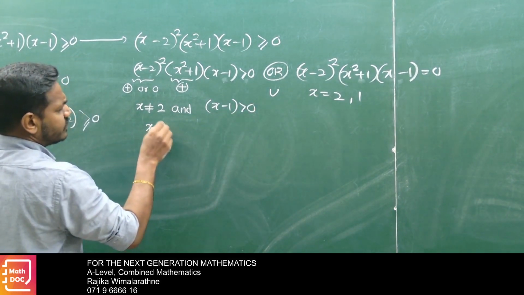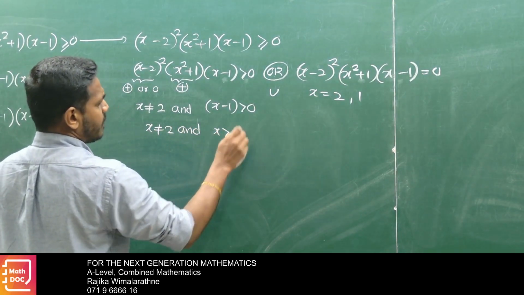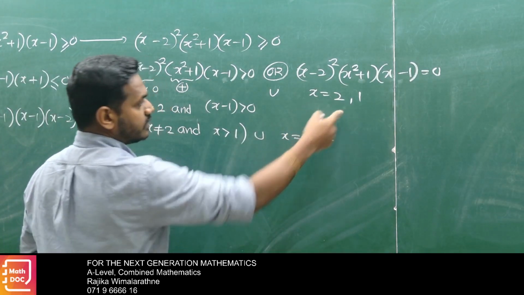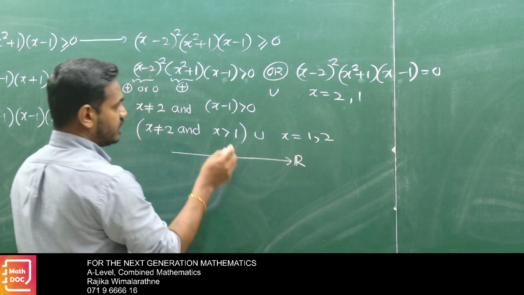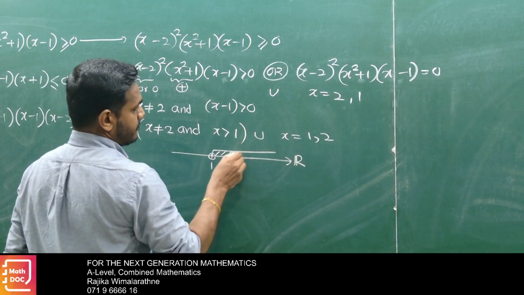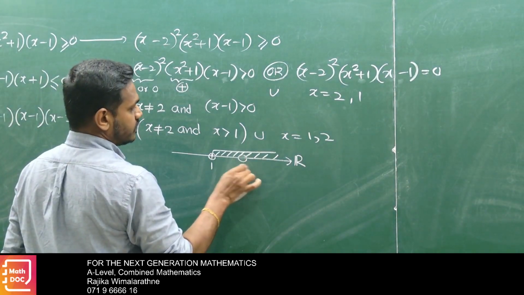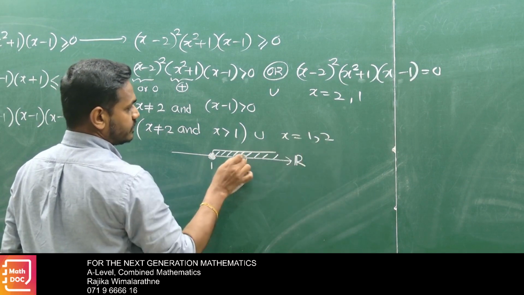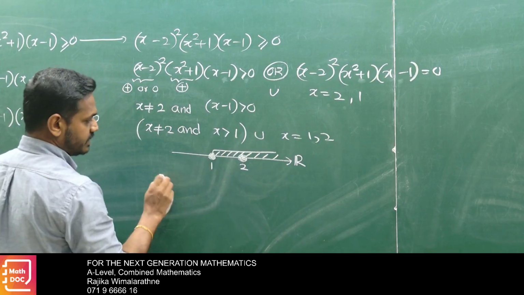Then x not equal to and x greater than 1. Union, x equal 1 and 2, no? x equal 1 and 2. Now mark them on the same number line. x greater than 1. x not equal 2. But here x equal 1 and x equal 2. Then the full final answer is the full shaded region.